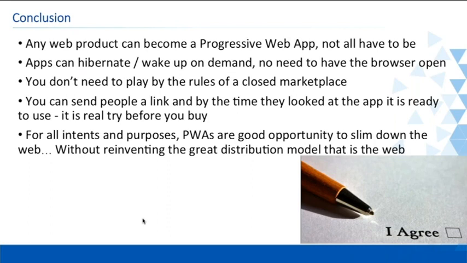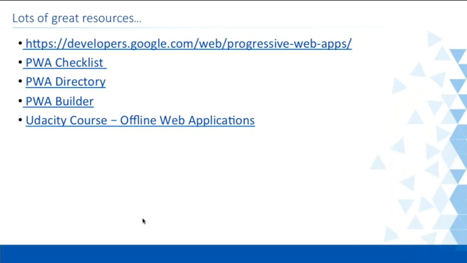So the user can click on a link and directly land on a specific page. All of those are available, and it's a slimmed down version, which has the great distribution model of the web. Okay, so hopefully you still have the curiosity to build a PWA by now, and probably I managed to convince you a bit on developing it.